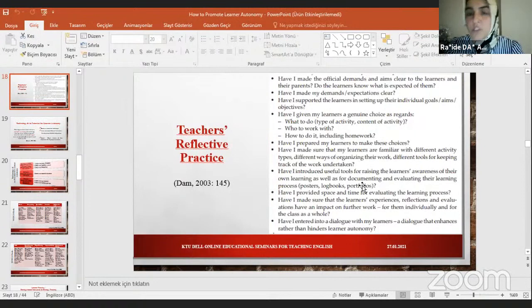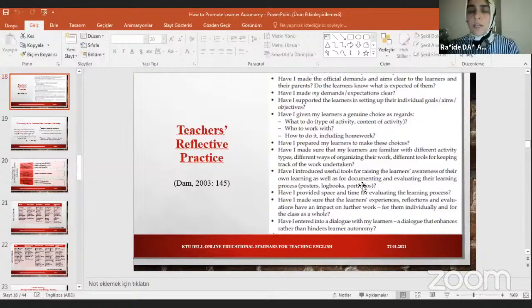Have I given my learners a genuine choice? What to do, what kind of activities, what kind of topic, what kind of content of activities, or who to work with, for instance, in group work, okay? There's no need to assign everything in the class. You may leave a space for your learners to choose who to work with, or you should give some choices to your students on how to do it. For instance, how to perform a work, how to take a turn in front of the class, or staying in their seat, or they can take different ways to present their work.